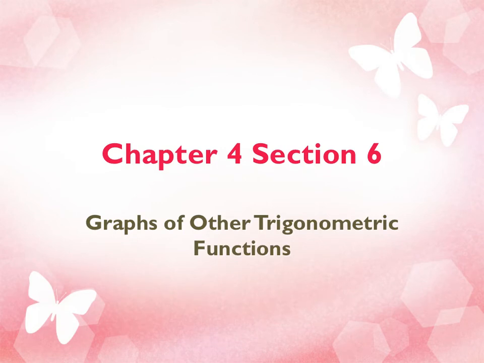So 4-6 is called graphs of other trig functions. What's left? If we've only done sine and cosine, what are the other trig functions? Tangent, cotangent, cosecant, and secant, right? So tangent and cotangent are completely different. The process is different, okay? But then secant and cosecant build upon sine and cosine. If you know how to do sine, you can get to cosecant, and if you know how to do cosine, you can get to secant. That's the good news, okay?